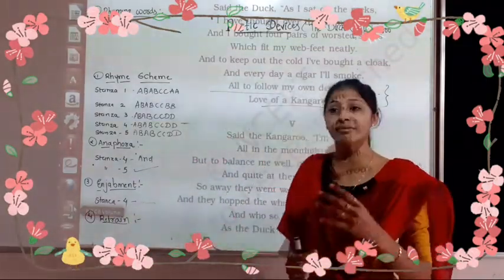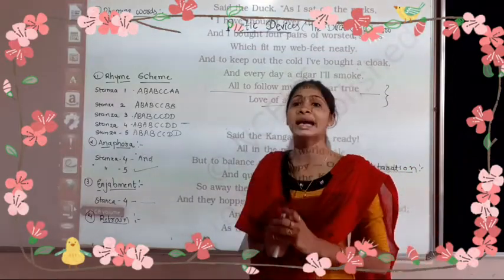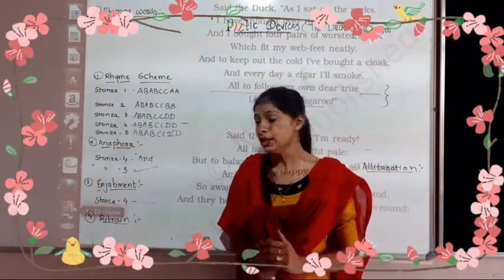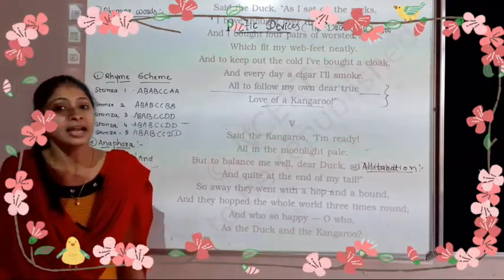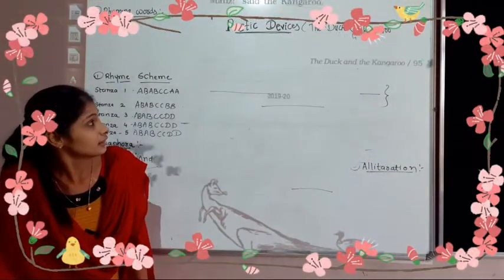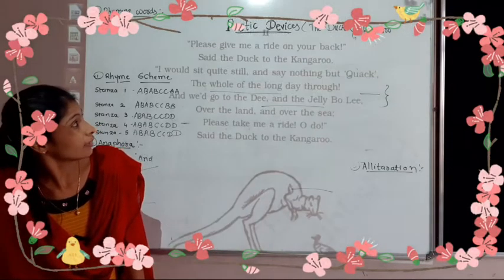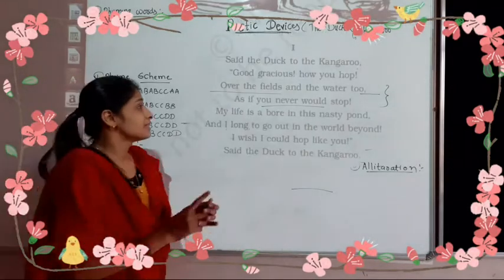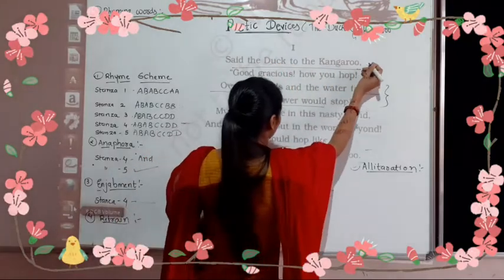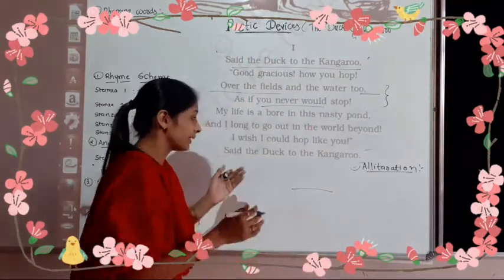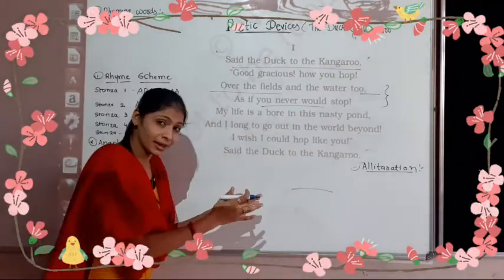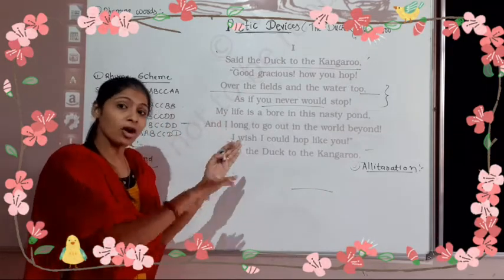But here we are using a refrain, because a whole line is repeated in every stanza. So we'll see which line is there. Say it up to the kangaroo. This is the line which is repeated in every stanza.